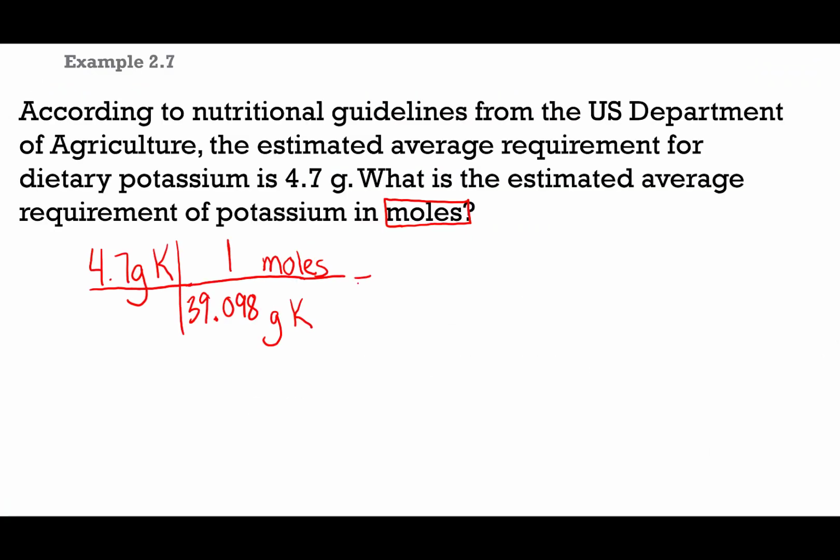All right, to solve this, we're going to multiply across the top, divide by the bottom. So I'm going to take 4.7 times 1 divided by 39.098, and my calculator spits out the following value.